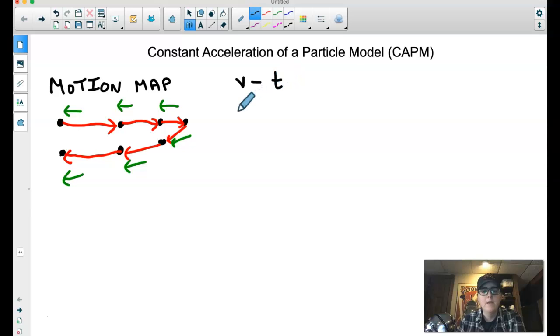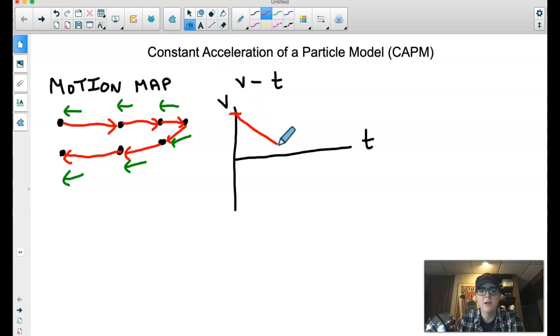And then, arguably the most important representation that we used was VT graphs, where in this case, my object started with a large positive velocity, which means I have to start with a large positive intercept. That velocity would get smaller and smaller until it reaches a velocity of 0. And then to show it reversing direction on the motion map, the arrows go the other way. On a VT graph, I have to go from a positive velocity to a negative velocity.